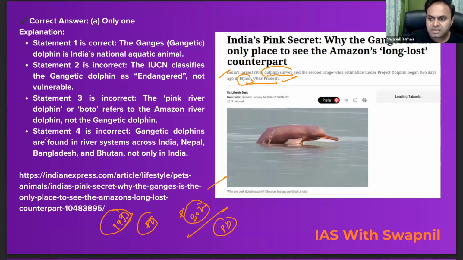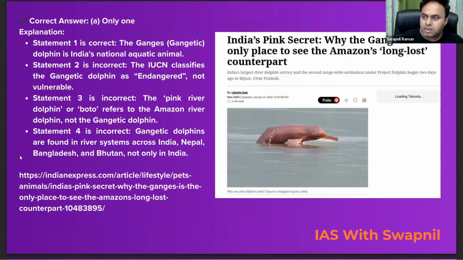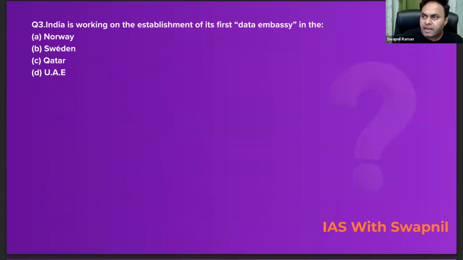और यहाँ पे देख सकते हैं the Gangetic dolphins are found in the river streams across India, Nepal, Bangladesh, and Bhutan, and not only in India, right? And they are listed as endangered and not as vulnerable, right? Now, let's move on to the next question. India is working on the establishment of its first data embassy in which of the following countries? Correct answer is D, UAE, United Arab Emirates.